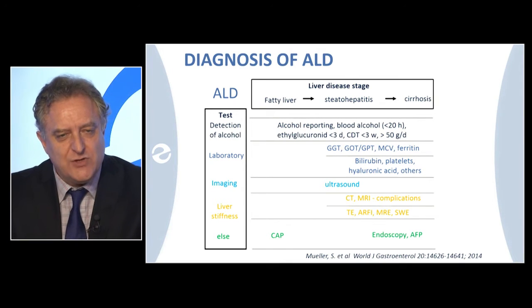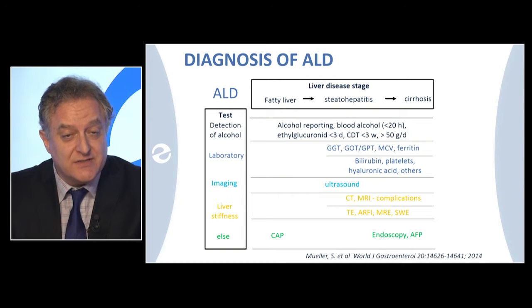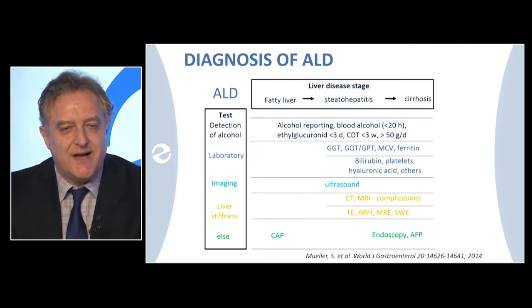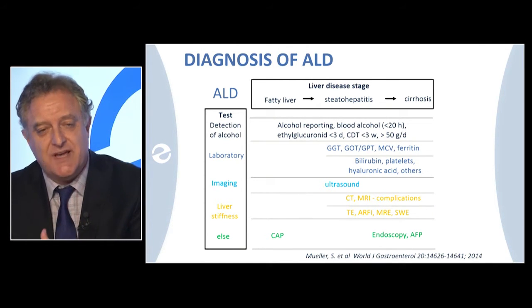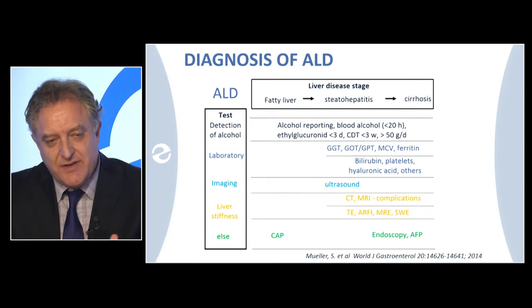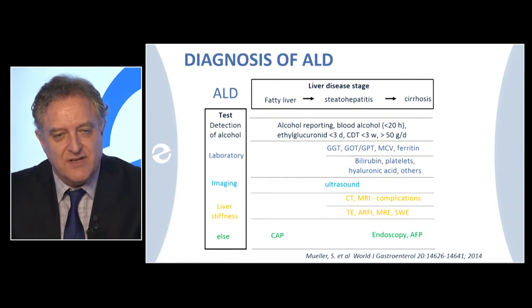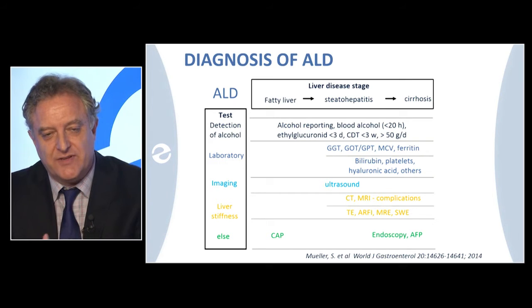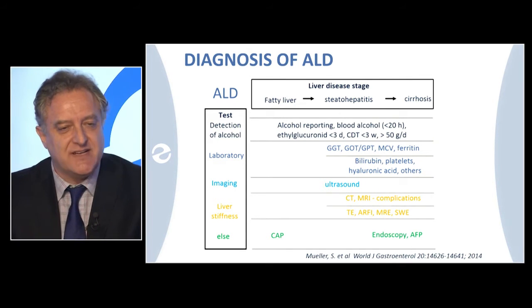Also, you can do some other laboratory tests, serum markers of liver disease. Of course, an ultrasound is always advised in these patients to rule out cirrhosis, HCC, etc. And also liver stiffness, I think, is being used more and more in this patient population. Of course, there are other tools that we can use: alpha-fetoprotein in patients with cirrhosis, endoscopy to rule out varices, and CAP also to detect steatosis in these patients.